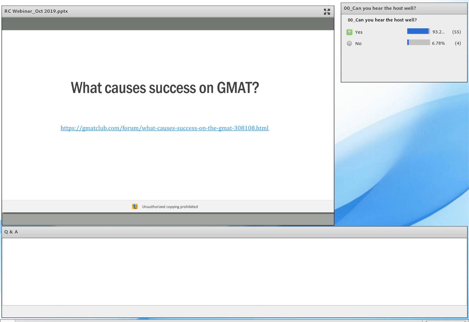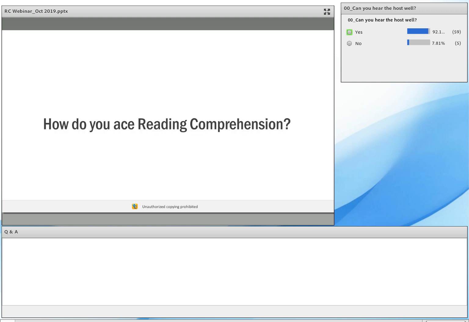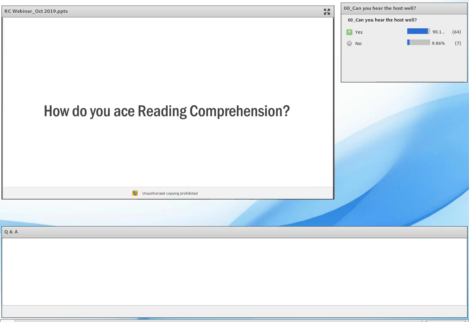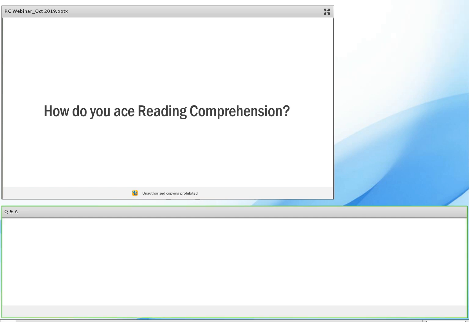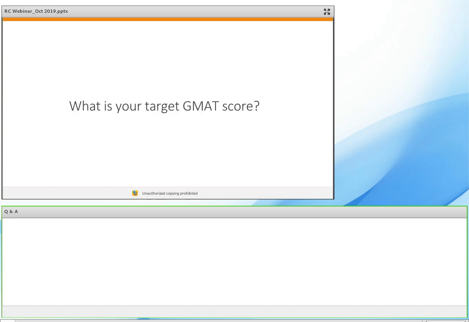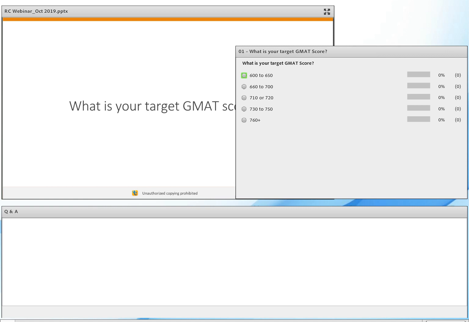What you see over here is a presentation pod and a Q&A pod below this. The presentation pod should say, how do you ace GMAT reading comprehension? Over the next 3 to 4 minutes, I'm going to talk a bit about the importance of getting to that 90th percentile on GMAT RC, and then I'll have Payal take over. So with that, let's get some more insights about you guys. What is your target GMAT score? If you can put in a response over here.